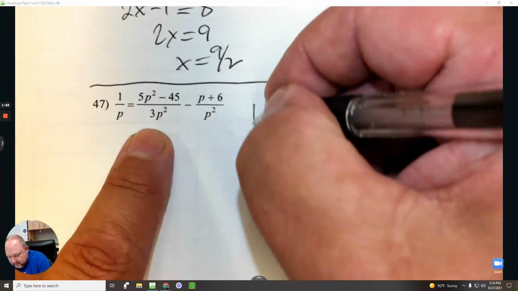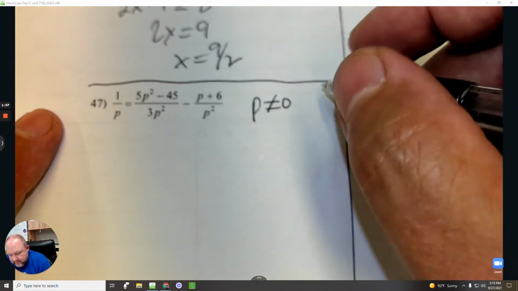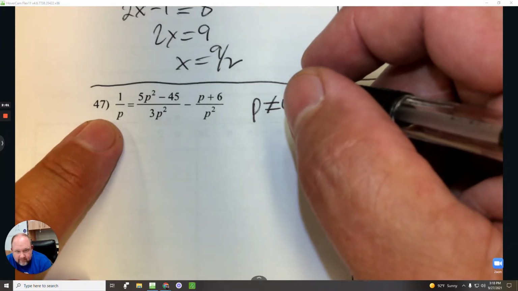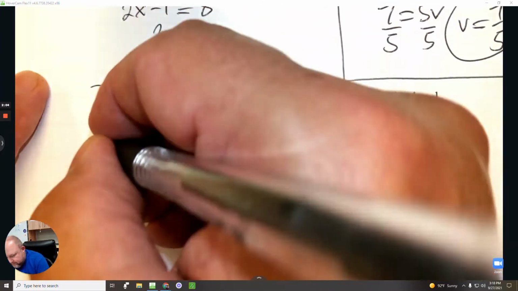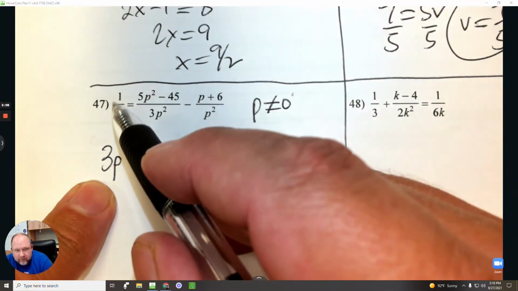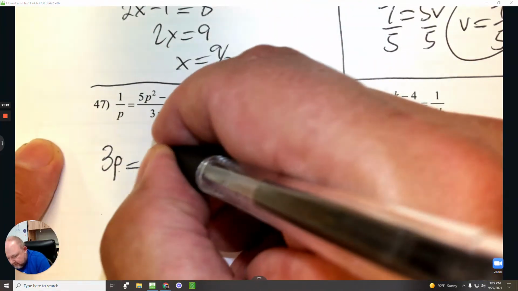Look what p cannot equal. For a monomial, it's always going to be 0. Now make the denominators the same. So for this one, I'm going to multiply it times 3p. And I'm only going to write down the numerator. So 3p times 1 is 3p. The second one's going to stay the same.